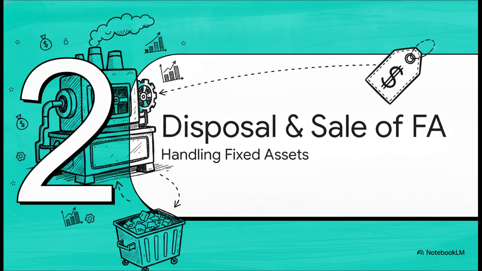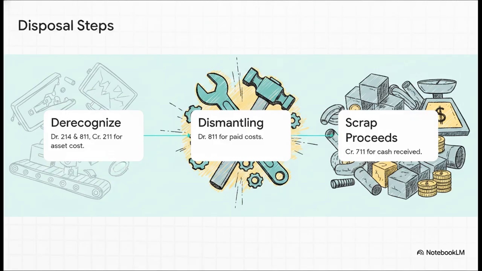Moving on to section 2, disposal and sale of fixed assets. Let's actually apply these temporary buckets to a scenario you'll see all the time in the real world: getting rid of old machinery. When a machine permanently breaks down, we have to follow 3 strict steps. First up, derecognize the asset. We debit accumulated depreciation in account 214, debit the remaining value to our other expense, account 811, and credit the historical cost out of account 211.